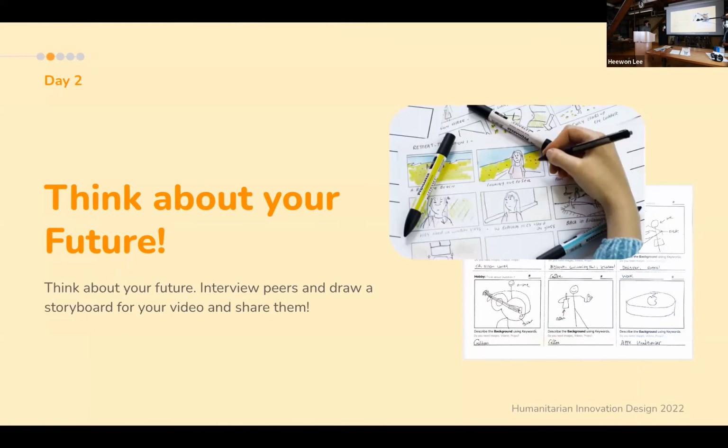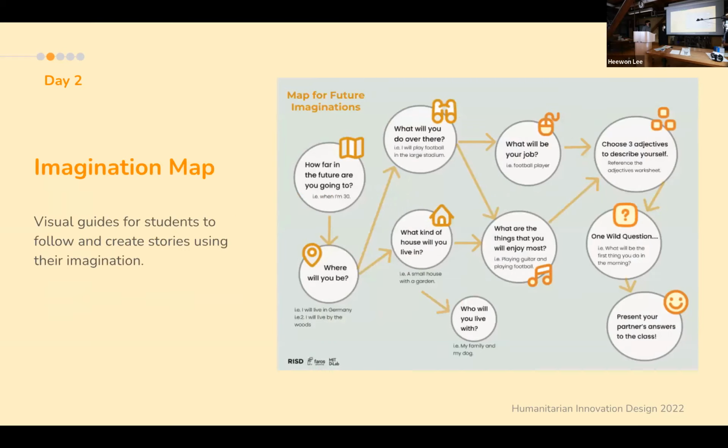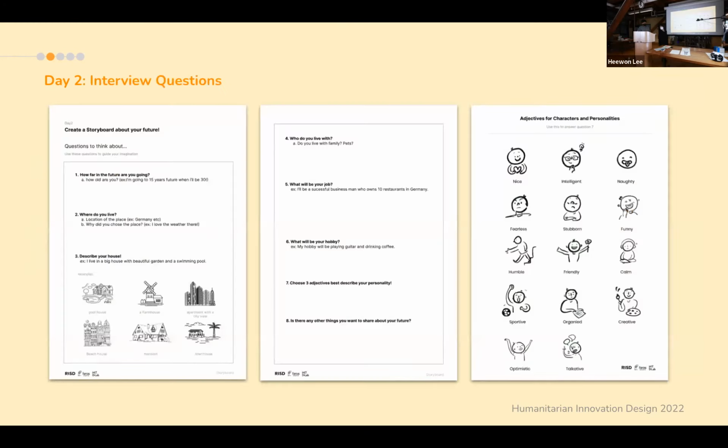And on the second day, students are actually beginning to think about their future. We did some user tests to figure out the order of the factors they need to consider to imagine the future. And this is a visual guide. Like this. Apart from the visual guide, students will be given physical handouts with interview questions, also with illustrations for those students who have some language barriers.